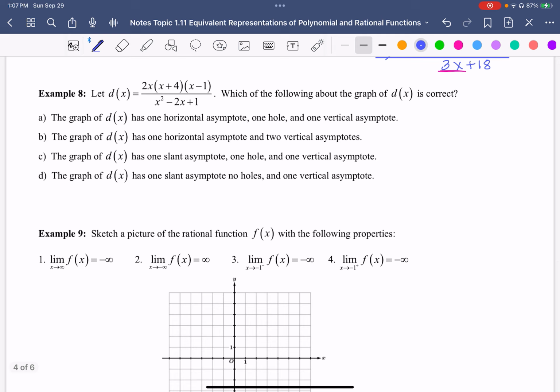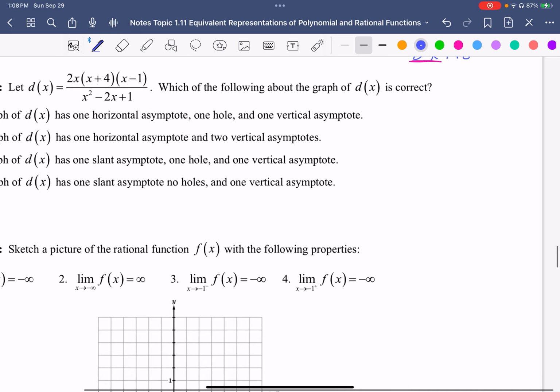Let d of x equal 2x times x plus 4 times x minus 1 divided by x squared minus 2x plus 1. Which of the following about the graph of d of x is correct? And then I see that it's asking me, do they have one horizontal asymptote, one hole, one vertical asymptote, one slant asymptote, etc. So they're basically wanting me to find all of the key features of this rational function. So that's what we will do.